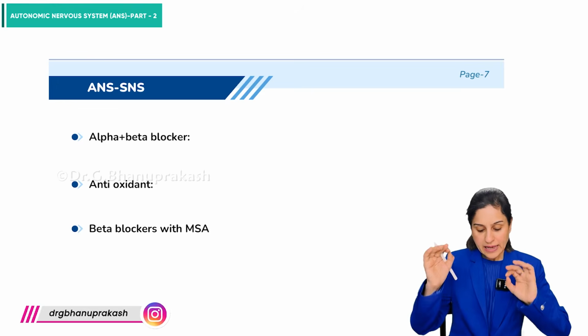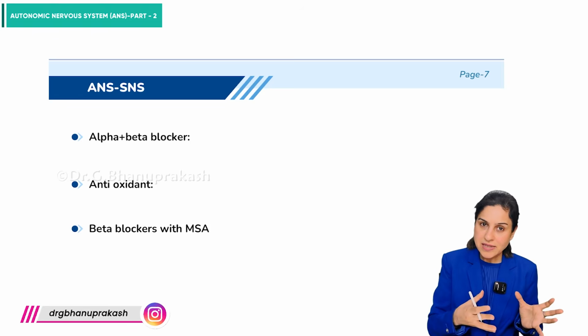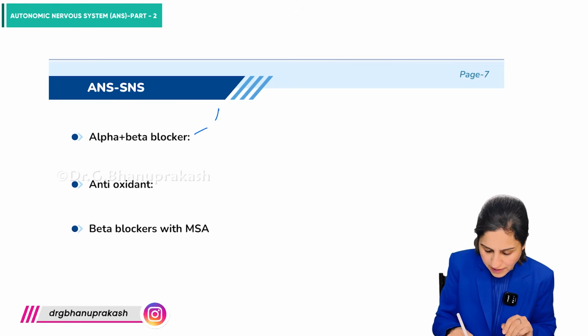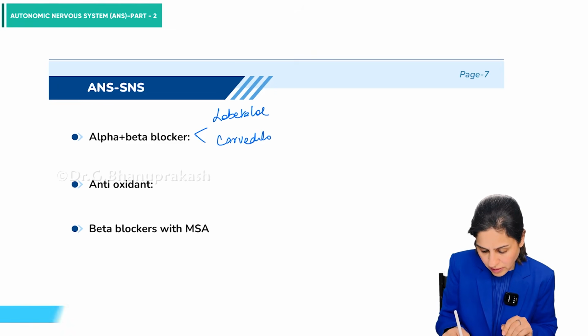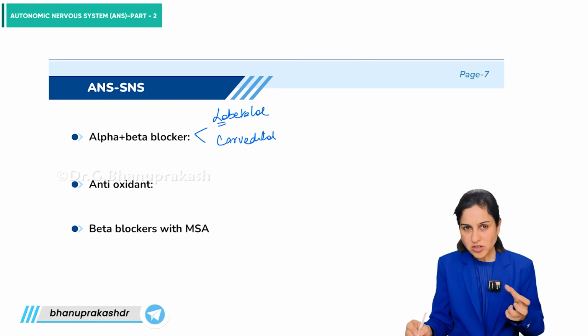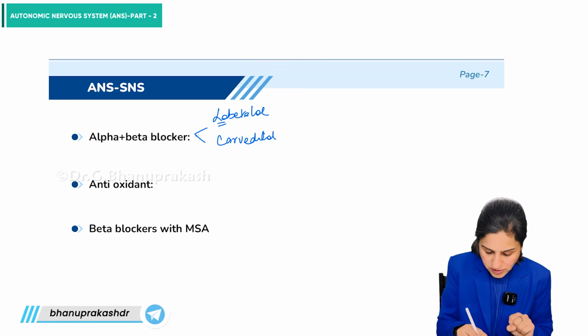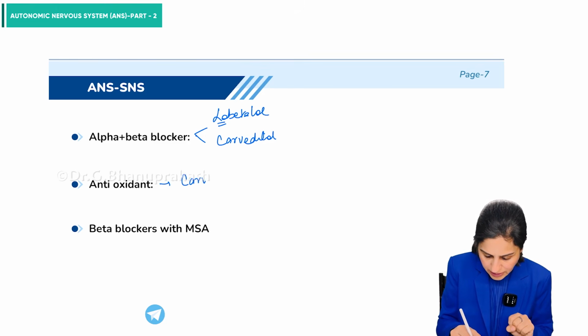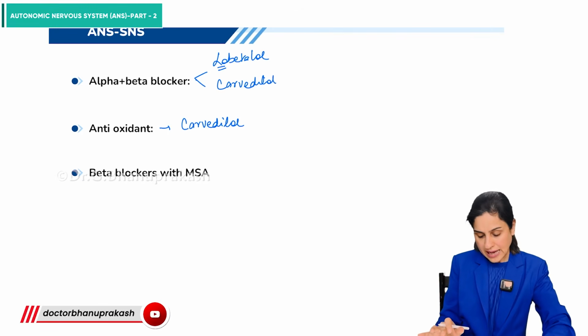Then we have alpha and beta blockers, drugs which have both the alpha blocking as well as the beta blocking action. The most common we have is labetalol, and the other one is carvedilol. This is one of the most common. Because of the alpha blocking action, they can have a vasodilatory effect as well. Antioxidant beta blocker, we have carvedilol.